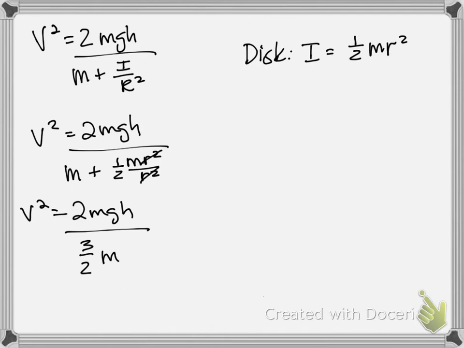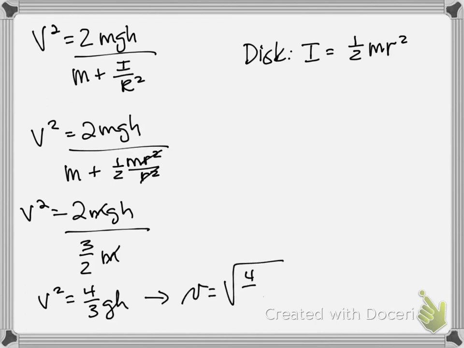Now, maybe not too surprising that the mass cancels out. Sometimes that surprises us. We get v squared equals 4/3 gh. Therefore, v equals the square root of 4/3 gh. Okay, so that's our final speed for the disk. But it could be the speed for the disk at any point along that route, just plugging in a different height for h.